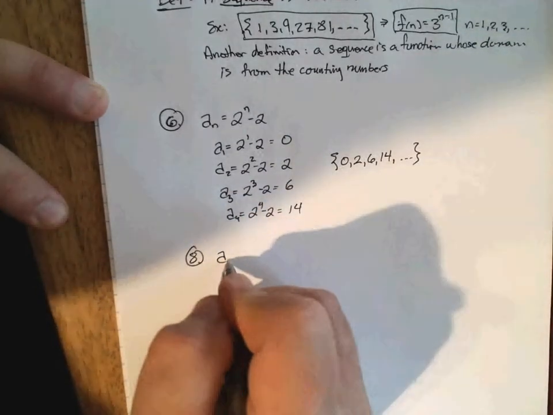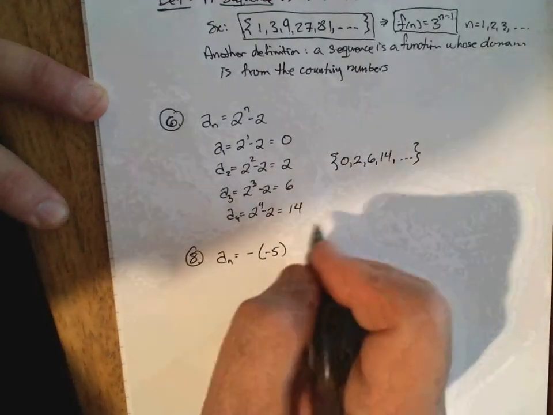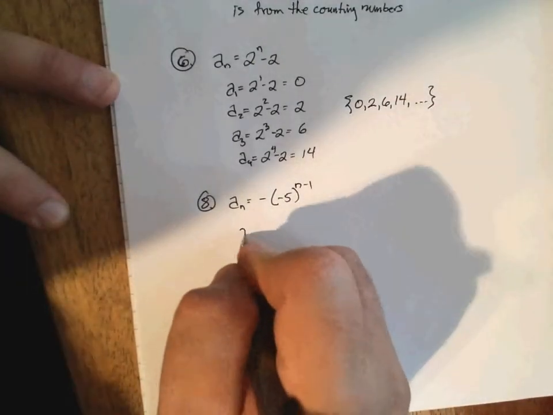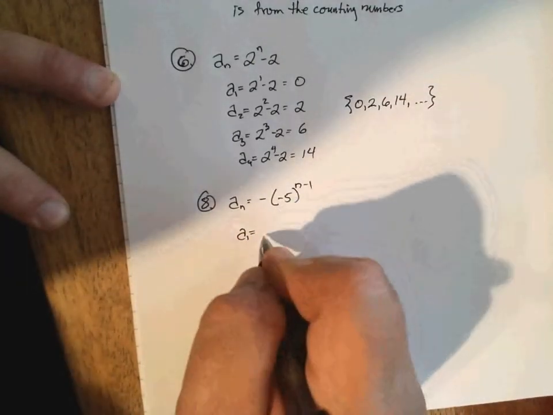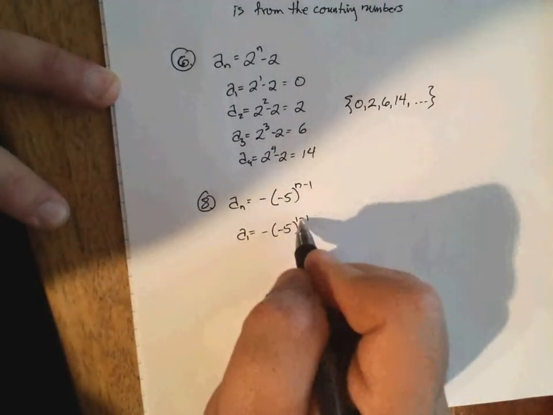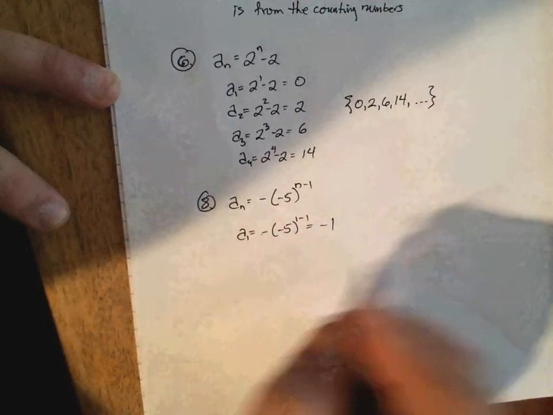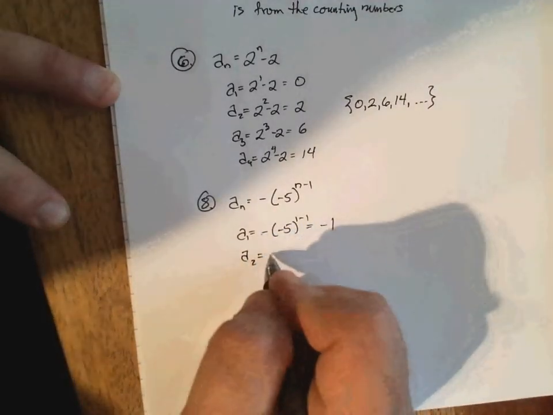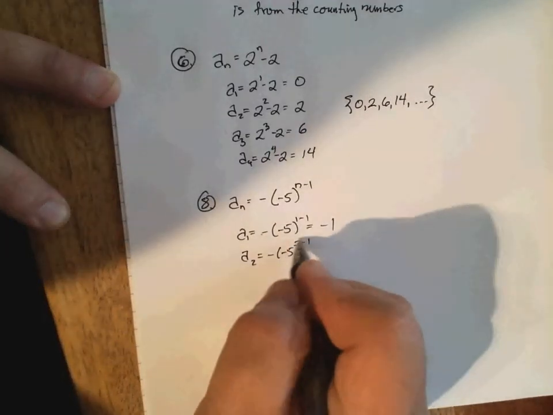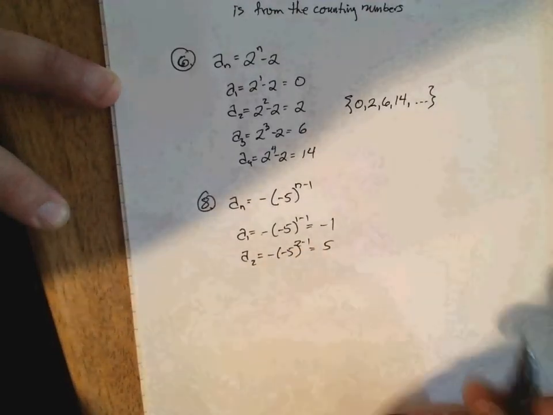You're given the generating function for the sequence to be the negative of negative 5 to the n minus 1 power. So when n equals 1, the a sub 1 term, in other words, is negative 5 to the 1 minus 1. Well, 1 minus 1 is 0. Negative 5 to the 0 is 1. There's a negative in front of that 1, so there's your first term. a sub 2, negative of negative 5 to the 2 minus 1. This power is now 1. Negative 5 to the 1 is negative 5. You negate that, you get 5.